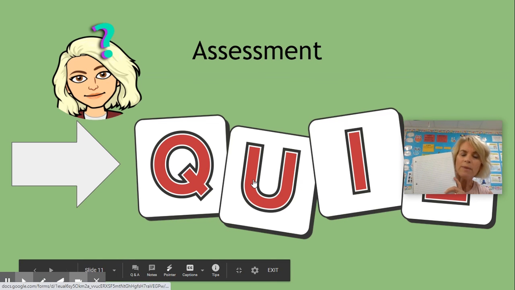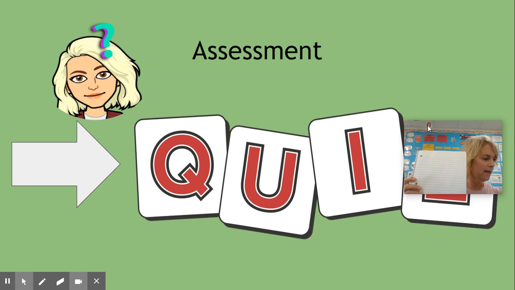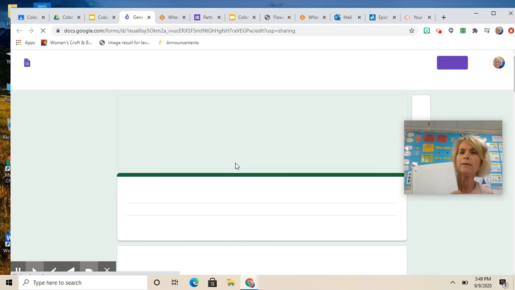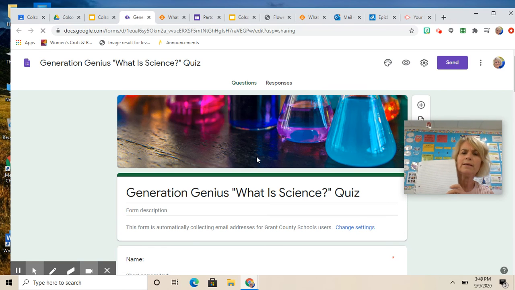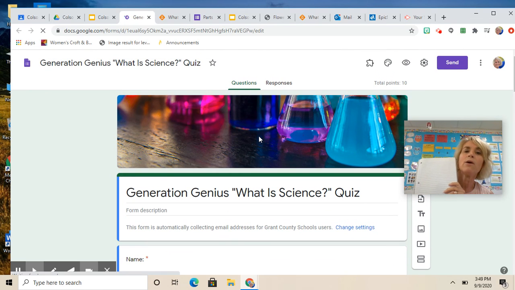So when we get to the Google Meet, what I'm going to ask you to do is share your design with us and tell us what your thoughts were. And then if you do get to build something, maybe today or later today, we can share tomorrow. And then we're going to work on a quiz. And this will be loaded in your Google Classroom. What is science quiz? So let's come to the Google Meet first, and then we'll do the what is science quiz after our Google Meet.